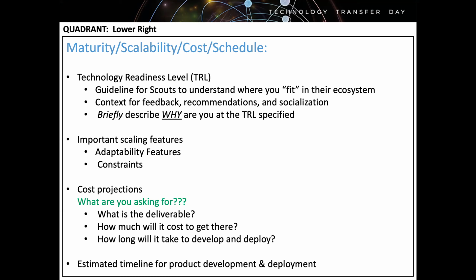So what is the final deliverable after your initial ask? How much is it going to cost to get there? And how long is it going to take to develop and deploy that? Also, if you can, provide some context around a timeline for product development and deployment. So that's really it. That is the full review of the quad chart quadrants.